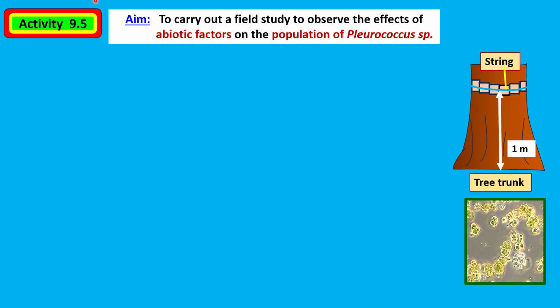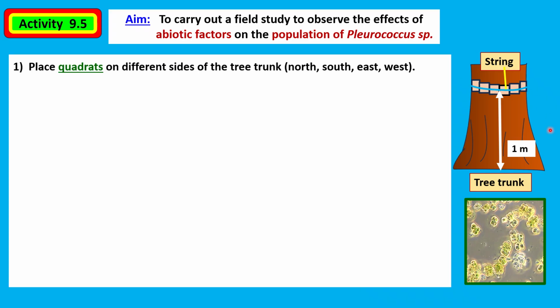So in the textbook, activity 9.5, the aim is to carry out a field study to observe the effects of abiotic factors on the population of Pleurococcus species. Abiotic factors here are the physical factors like light intensity, temperature, and moisture, which may vary for the different aspects or directions. Number 1, place the quadrats on different sides of the tree trunk: north, south, east, and west. All right, that means facing different aspects or different directions. So from P to Q to R to S.